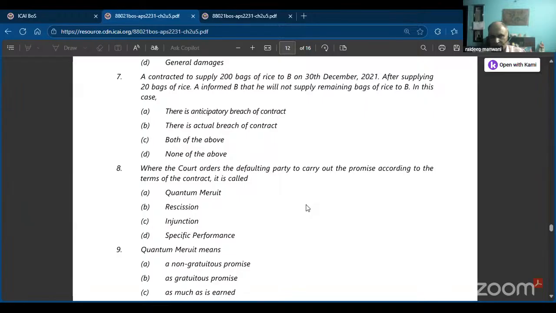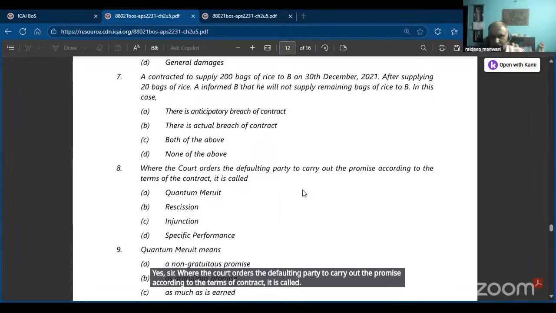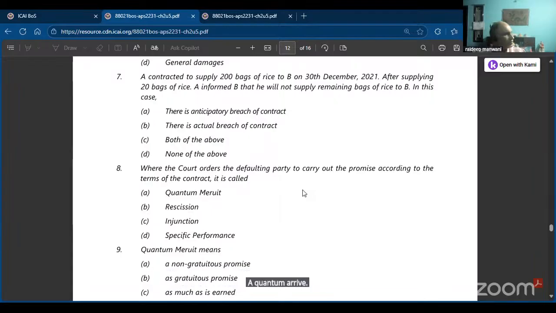Where the court orders the defaulting party to carry out the promise according to the terms of contract, it is called A. Quantum merit, B. Rescission, C. Injunction, D. Specific performance.